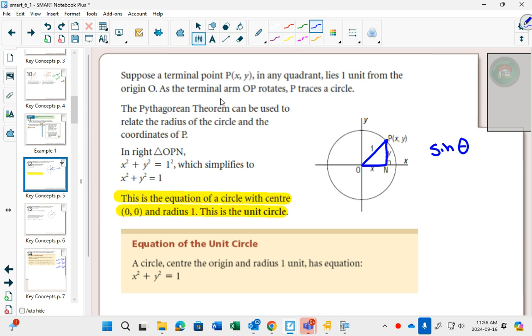which in this case happens to be the actual angle in standard position, then sine of theta is the opposite side, which is y, over the hypotenuse, which is 1, which is just y. I do the same thing with cos, and cos of theta is adjacent side over hypotenuse, which is just x.